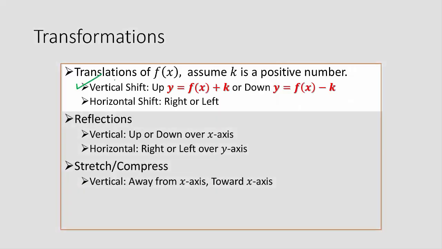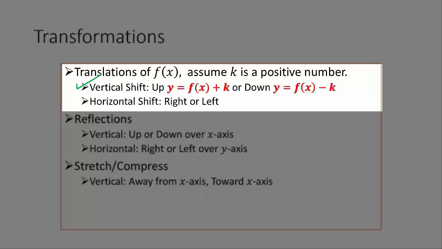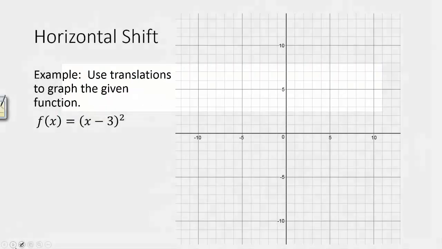What we just saw was vertical shifts up or downward. Now we're going to look at horizontal shifts right and left.